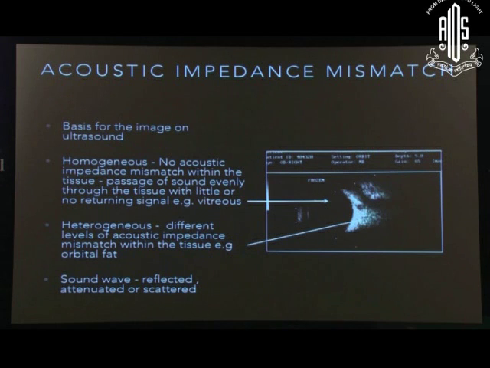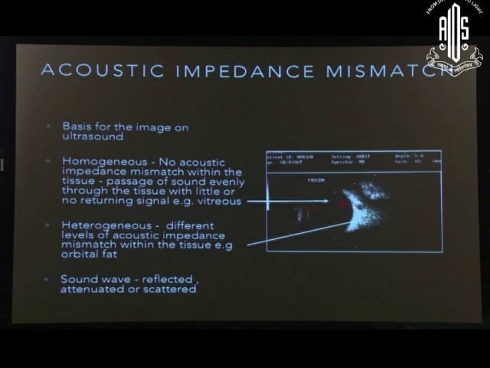Now coming to acoustic impedance mismatch, this is the one basic requirement for the image on ultrasound. This is a normal vitreous. It is absolutely echolucent because the vitreous is clear. There is no hindrance to the sound waves as they pass through the vitreous. They pass directly to the posterior globe wall, so you get no echoes inside.